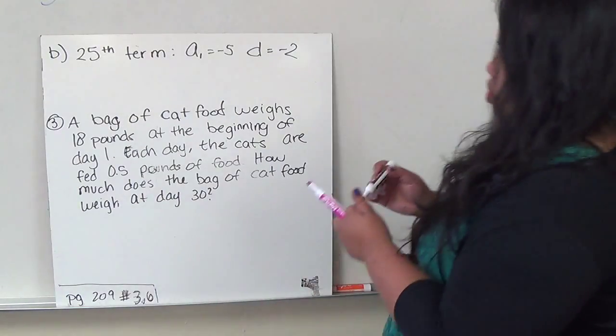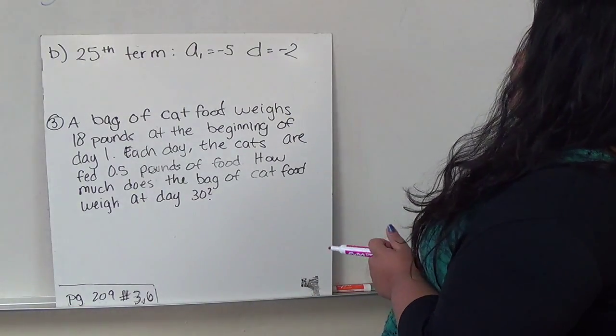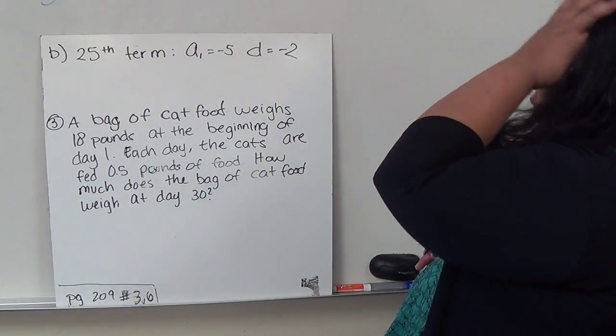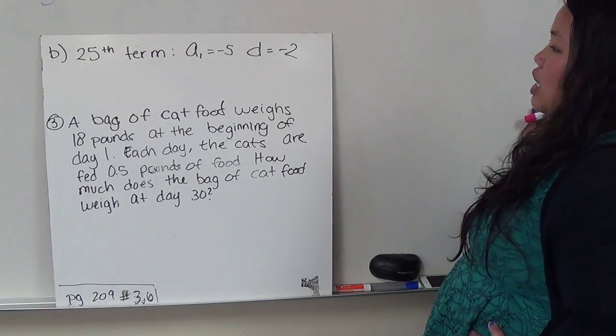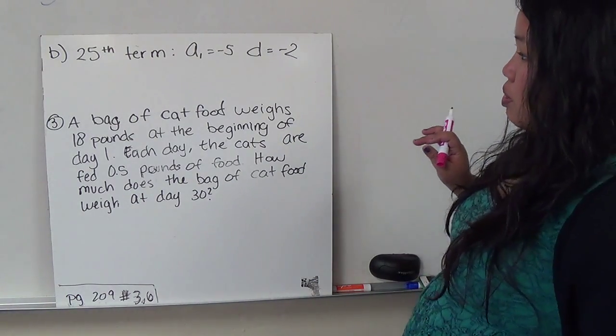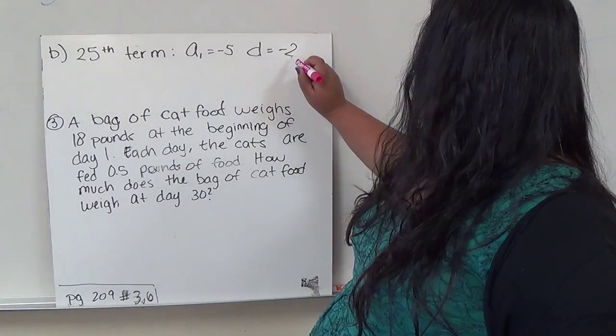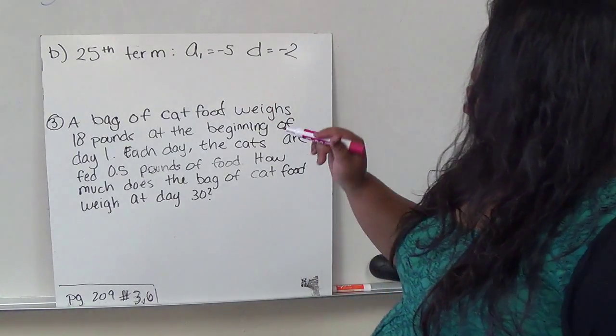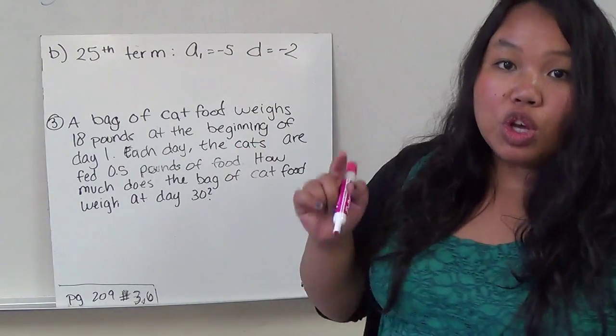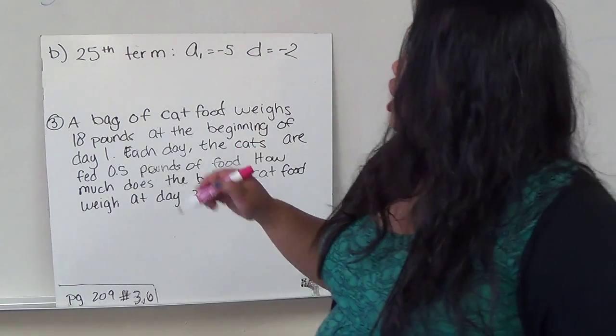All right, so the B says the 25th term, A1 equals -5, D is -2. Now this gives you all the terms without giving you the sequence. So basically, it's going by -2's and it starts at -5, and we're trying to find the 25th term. So look back to the equation that you had.